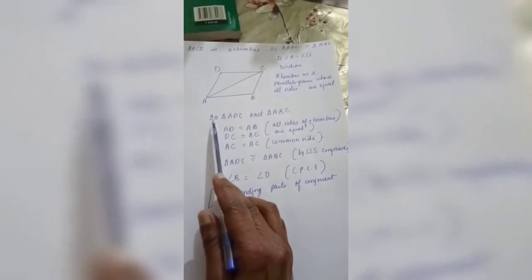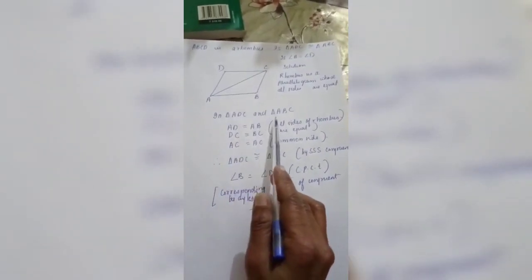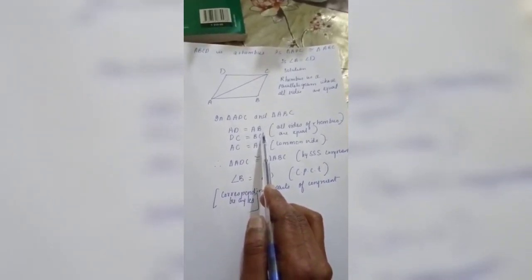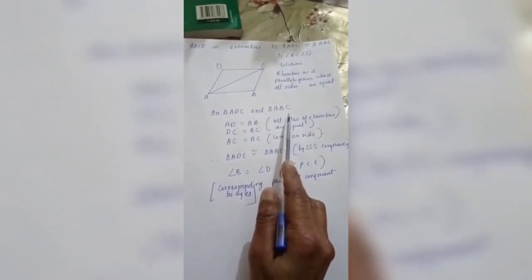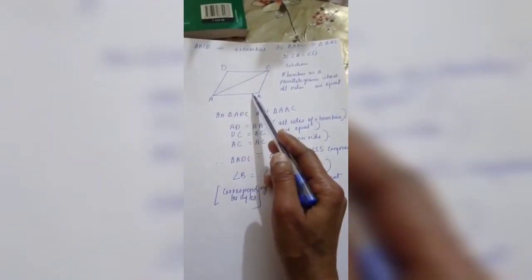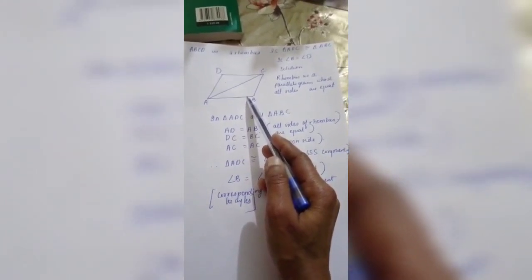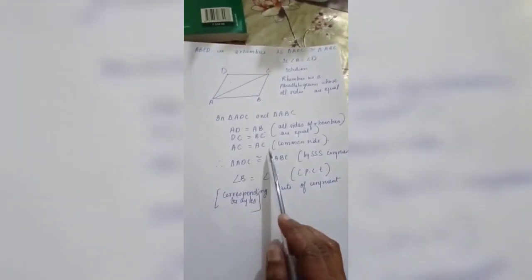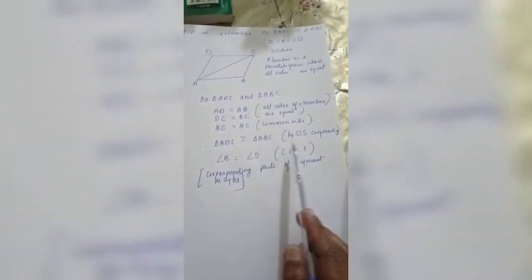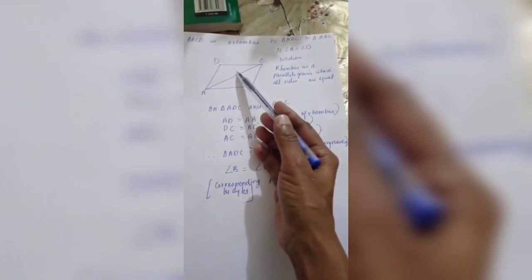Now let us take the triangles. In triangle ADC and triangle ABC, AD is equal to AB, because all sides of a rhombus are equal. Similarly, DC is equal to BC. AC is a common side, coming in triangle ADC and also in triangle ABC, so AC is equal to AC. Therefore, triangle ADC is congruent to triangle ABC by SSS congruency: side, side, side. All three sides of one triangle are equal to the corresponding three sides of the other.